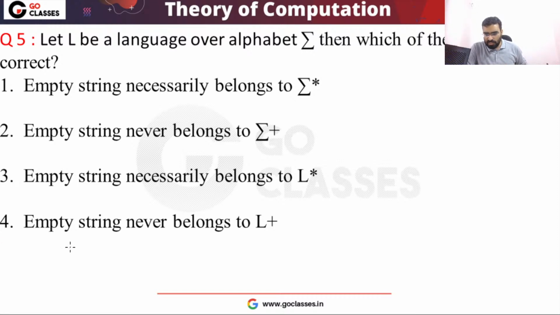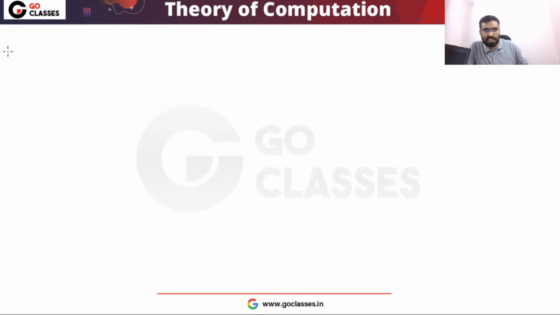Okay, let's solve this question. So what this question is saying, that empty string. Some true false statements are there. You tell me which statements are correct. L is a language over alphabet. Then which of the following are correct? L is a language. Remember, language is a set of strings, correct?